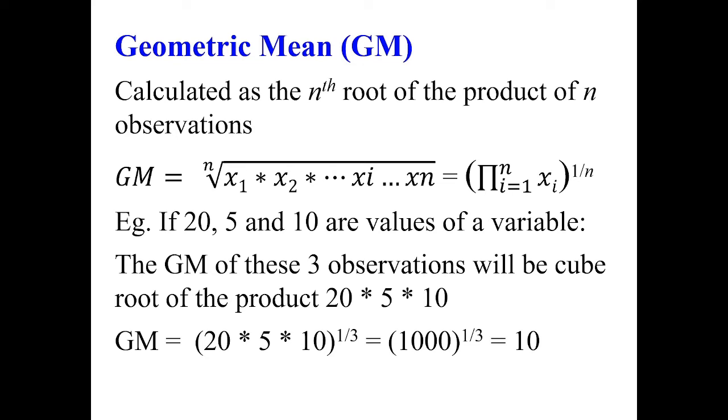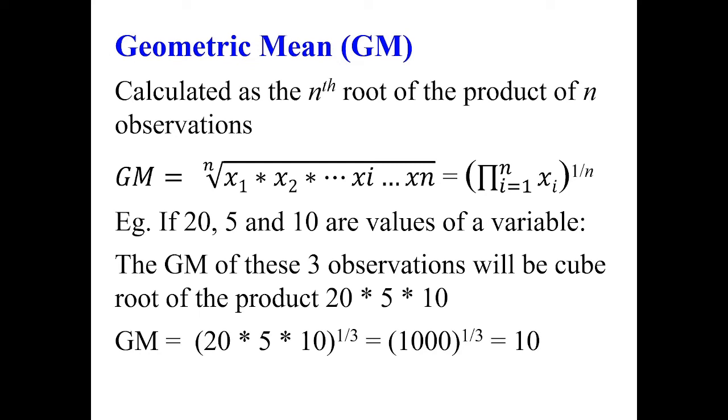Geometric mean is calculated as the nth root of the product of n observations. N is the sample size. Notationally, you can indicate it as GM equals nth root of x1 multiplied by x2 multiplied by xi multiplied by xn. In a simpler form, it is the product of xi, i varying from 1 to n, raised to the power 1 by n. So this is how the GM formula is shown.